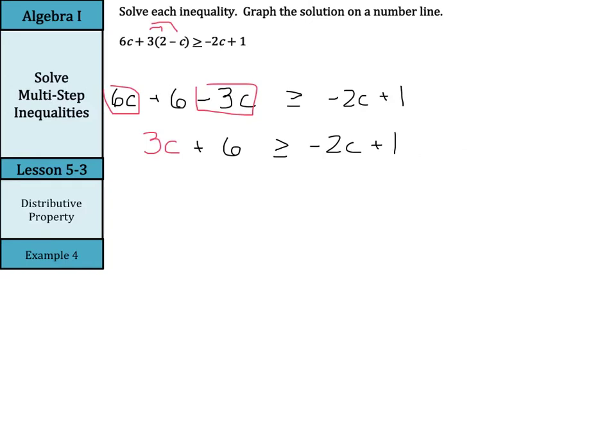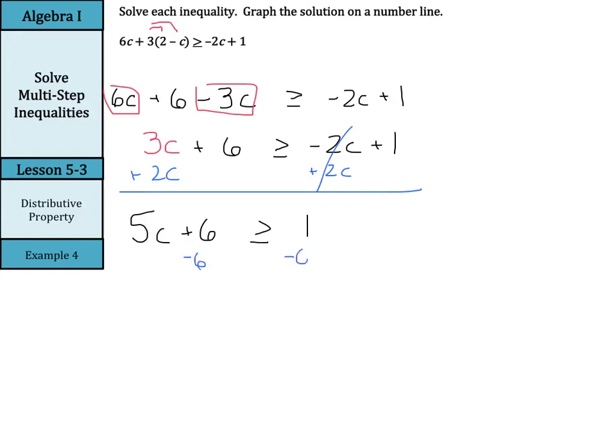Next, let's add the 2c to both sides. And that'll cancel out. And we're left with 5c plus 6 is greater than or equal to 1. Subtract the 6 from both sides. 5c is greater than or equal to negative 5. Divide by 5. And again, we're dividing by a positive 5, so there's no need to reverse. C is greater than or equal to negative 1.